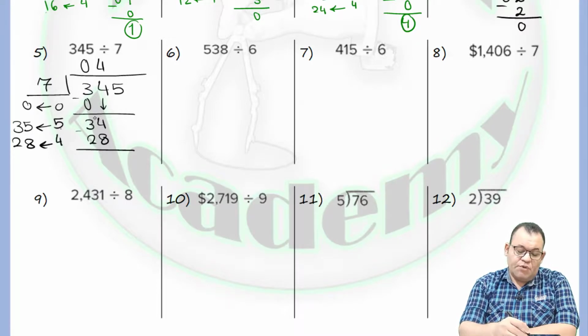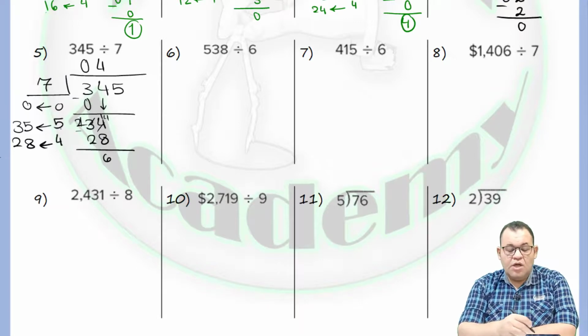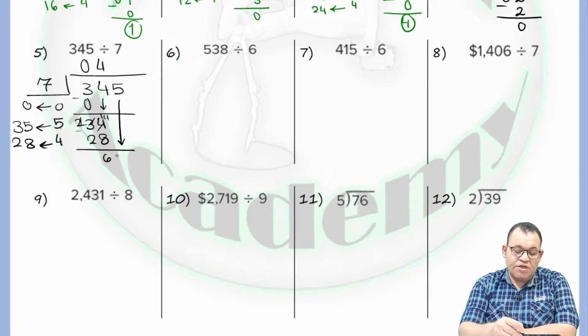4 minus 8, impossible. Borrow 1, that will be 2, and the 4 now will equal 14. 14 minus 8 equals 6. And 2 minus 2 equals 0. After subtraction, we bring down the next number, which is 5. Now we have 65, we need to divide it by 7.